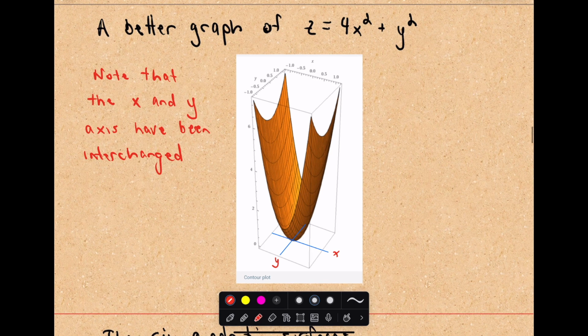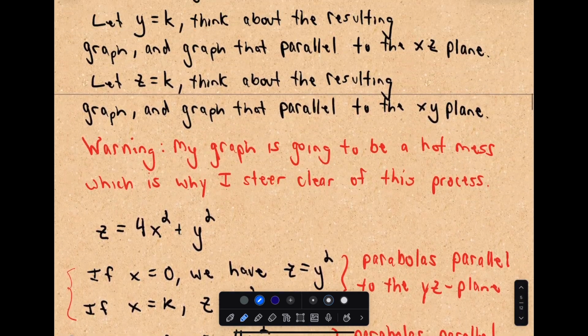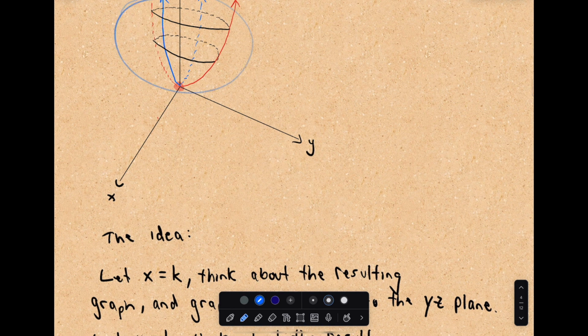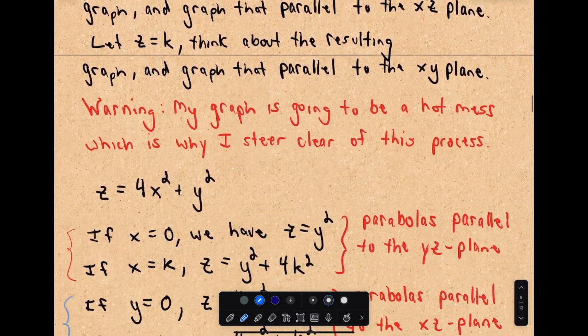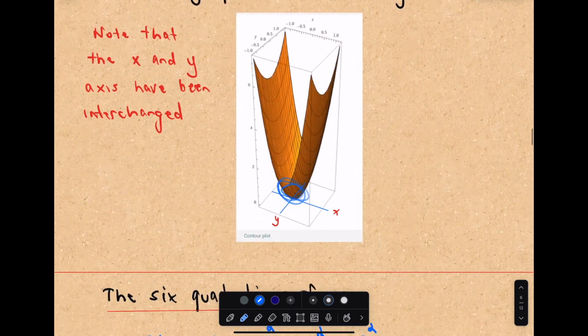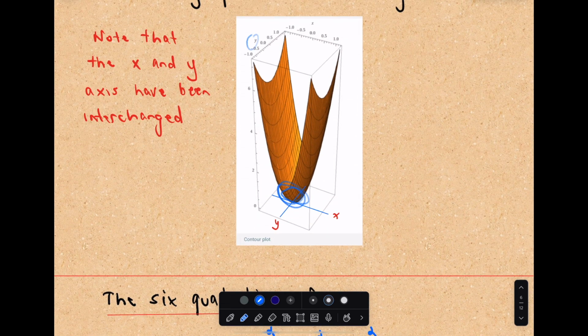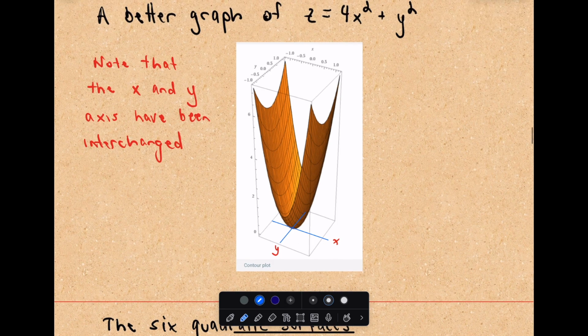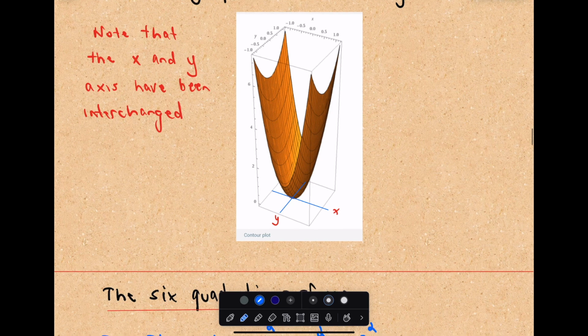But again, you can see this if you focus in on this bottom portion of the graph. Down here, that's where we're getting this portion of the graph. And then it just cuts it off because of the restrictions on the values for y and the values for x. Okay, so that would be a graph of z equals 4x squared plus y squared using some graphing software.